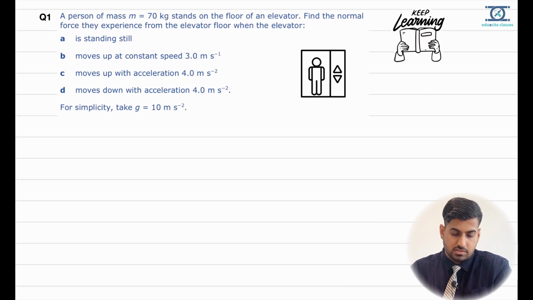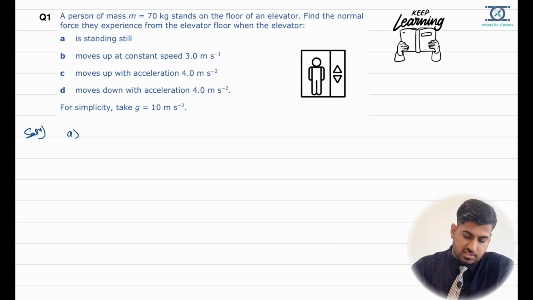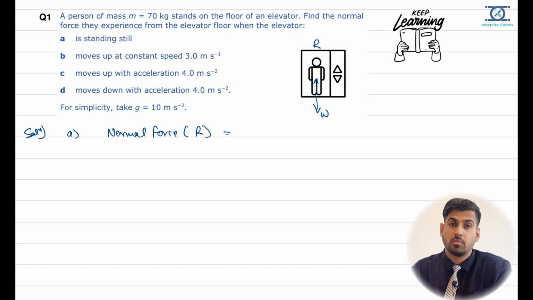Now starting with the very first question, pause the video and solve. Now if you look at the first part, a man is standing still. The forces acting are the weight in the downward direction and the normal reaction force in the upward direction, which I denote as R, so that it does not get confused with the unit of force, Newton. In some books it is denoted by N, but here I will follow the notation R.